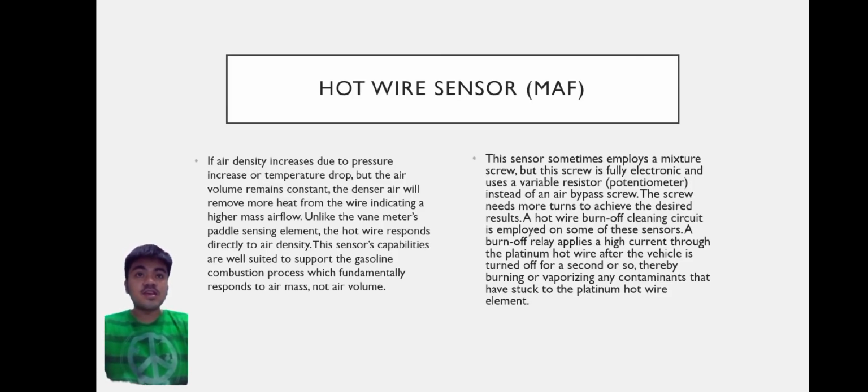If air density increases due to pressure increase or temperature drop, but the air volume remains constant, the denser air will remove more heat from the wire, indicating a higher mass airflow. Unlike the vane meter paddle sensing element, the hot wire responds directly to air density. These sensors' capabilities are well suited to support the gasoline combustion process, which fundamentally responds to air mass, not air volume.